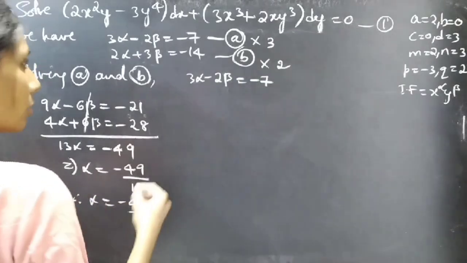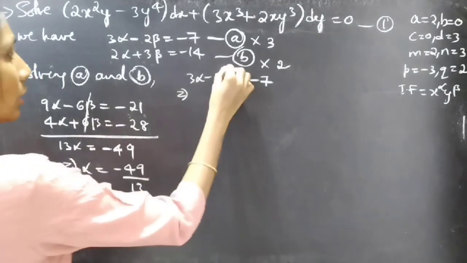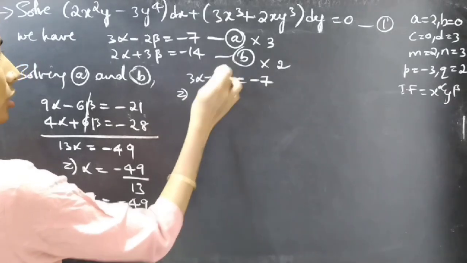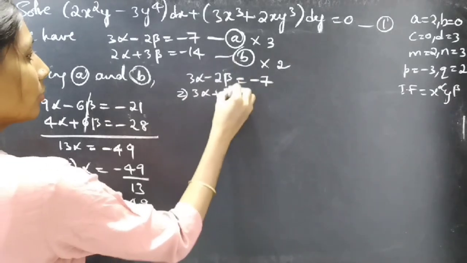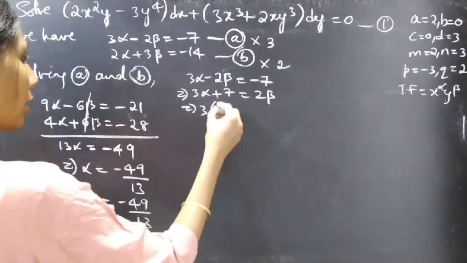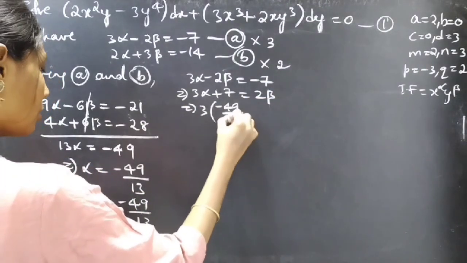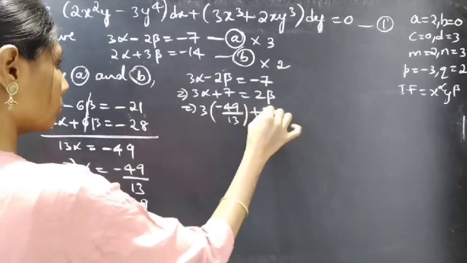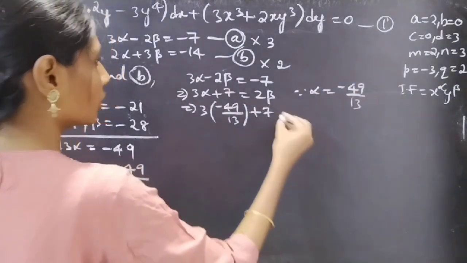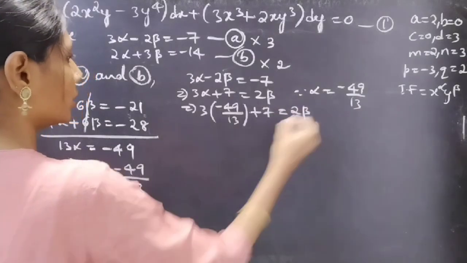Okay, so we are having the value of alpha, right? Let's take this 2 beta to RHS and bring this minus 7 to LHS. Then you'll get 3 alpha plus 7 equal to 2 beta. Now substitute the value of alpha. Since alpha equal to minus 49 by 13, okay, equal to 2 beta.